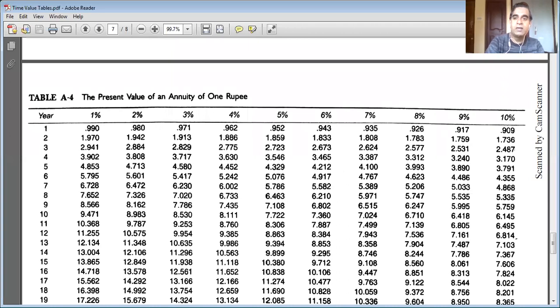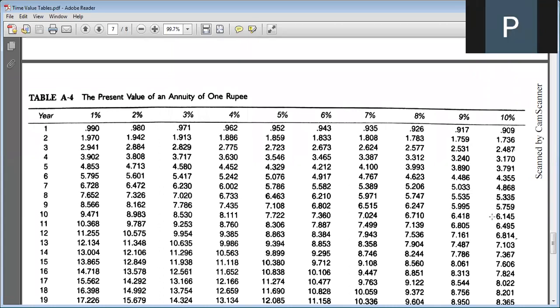So this is a 10% interest column. And 10th year: 1, 2, 3, 4, 5, 6, 7, 8, 9, 10. So what is the value here? 10% column, 10th year row. What is the value? 6.145. Yes, 6.145. Very good.